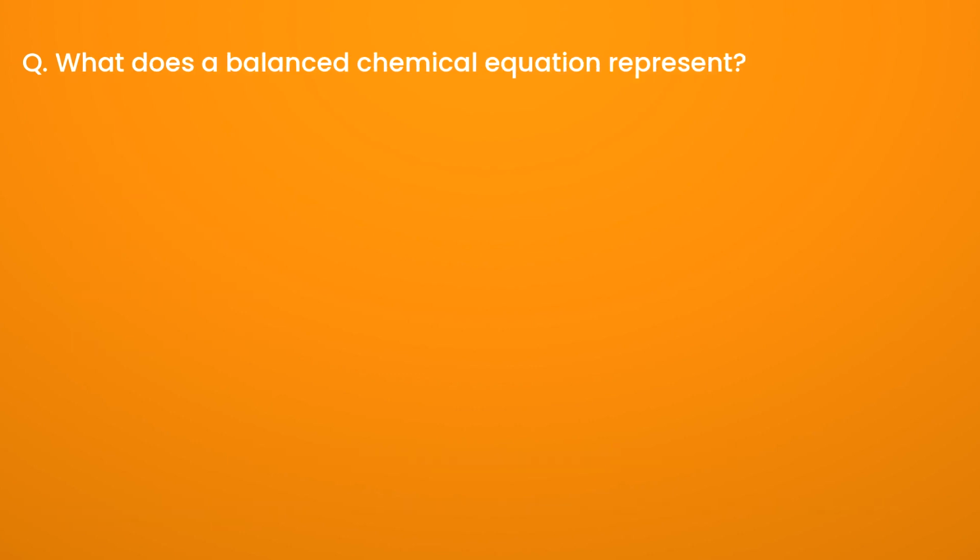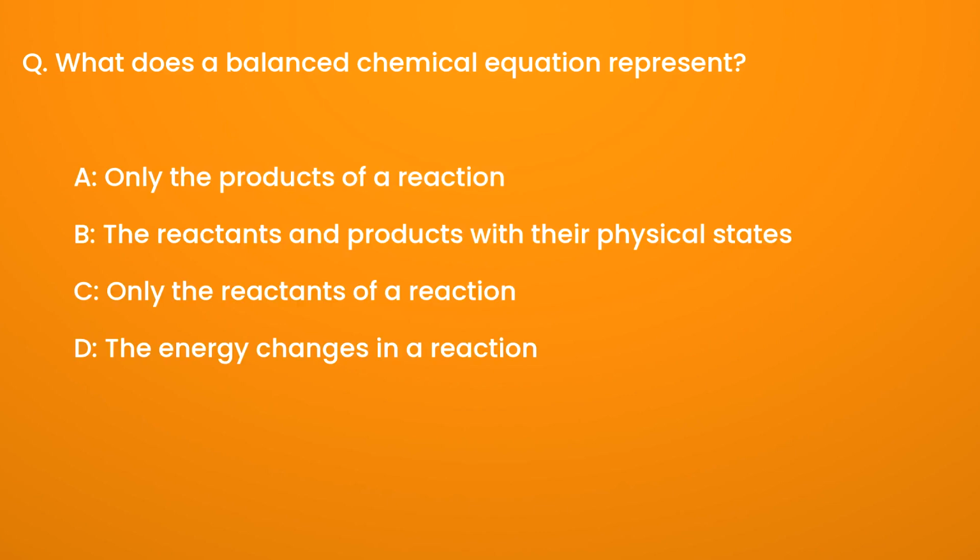Question: what does a balanced chemical equation represent? Option A, only the products of a reaction. Option B, the reactants and products with their physical states. Option C, only the reactants of a reaction. Option D, the energy changes in a reaction. You have 5 seconds to answer the question.